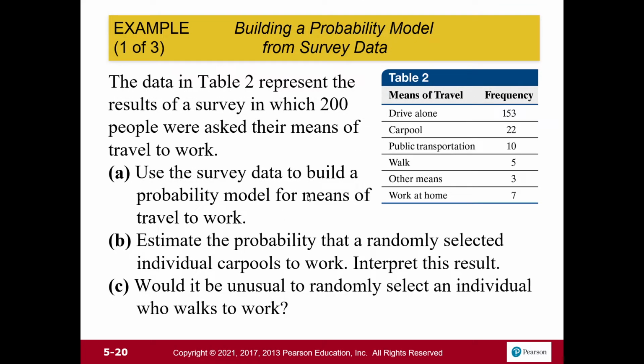Okay, here's another scenario. It says the data in Table 2 represent the results of a survey in which 200 people were asked their means of travel to work. Use the survey data to build a probability model for means of travel to work. Estimate the probability that a randomly selected individual carpools to work. Interpret this result. Would it be unusual to randomly select an individual who walks to work?